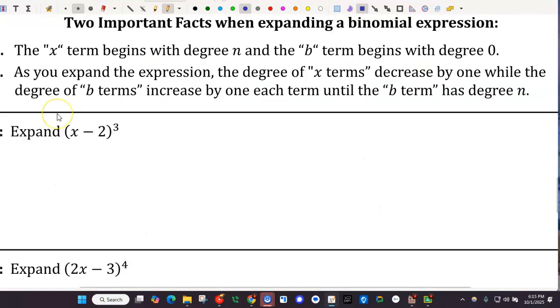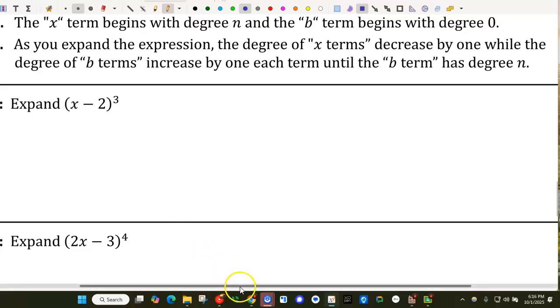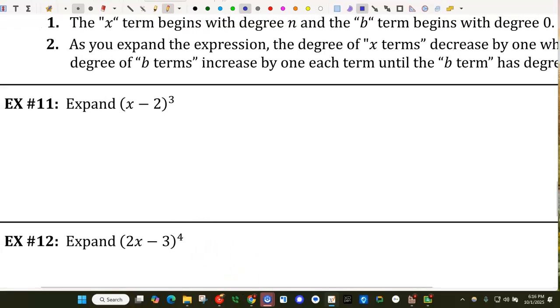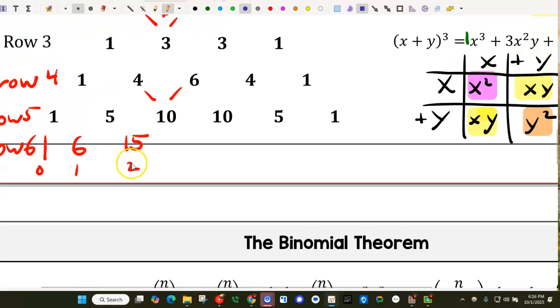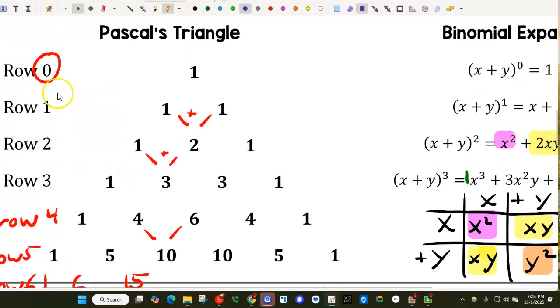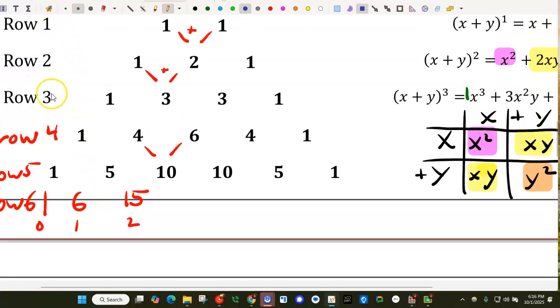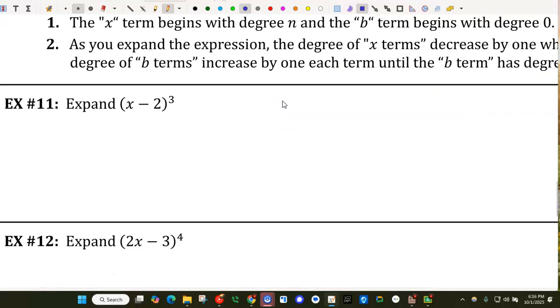Okay, and so we can practice that here, and we can do it a couple ways. One is just by first expanding, and saying, well, I'm going to the 3rd power, so I'm going to be using my row right here, 3rd row down. Sorry. Yeah, 3rd row, 1, 3, 3, 1.